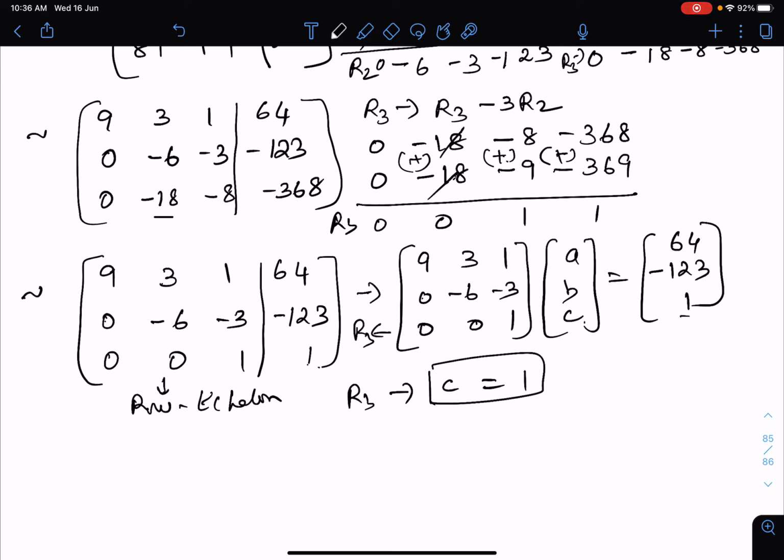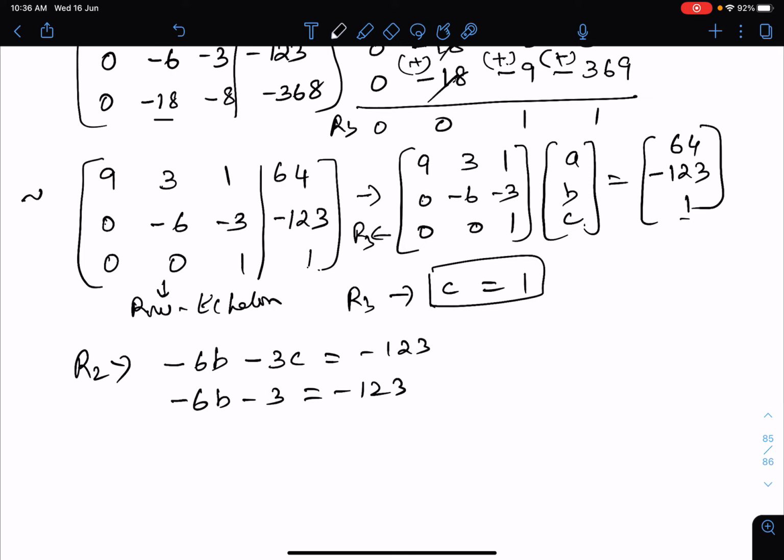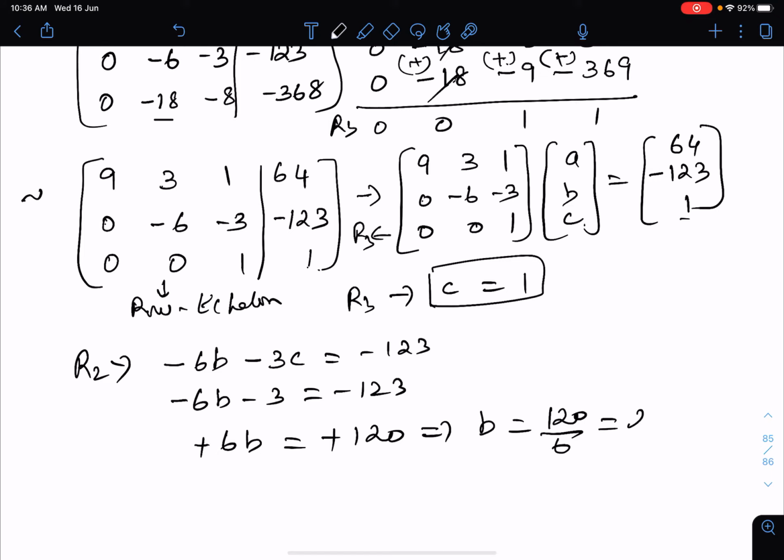Now taking row 2, 0 into A, minus 6 into B gives you minus 6B, and minus 3C equal to minus 123. Now substitute C equal to 1, so minus 3 equal to minus 123. This minus 3, when it goes to the other side it becomes plus 3, so it is minus 120. Cancel minus and minus, which implies B equal to 120 by 6, that is equal to 20. Therefore B is equal to 20.